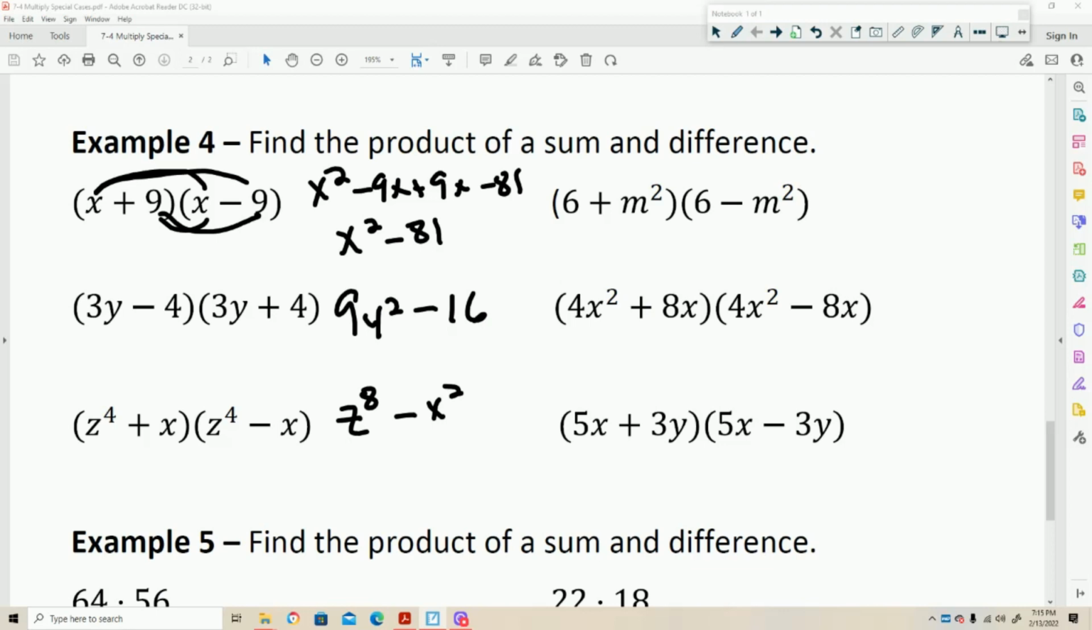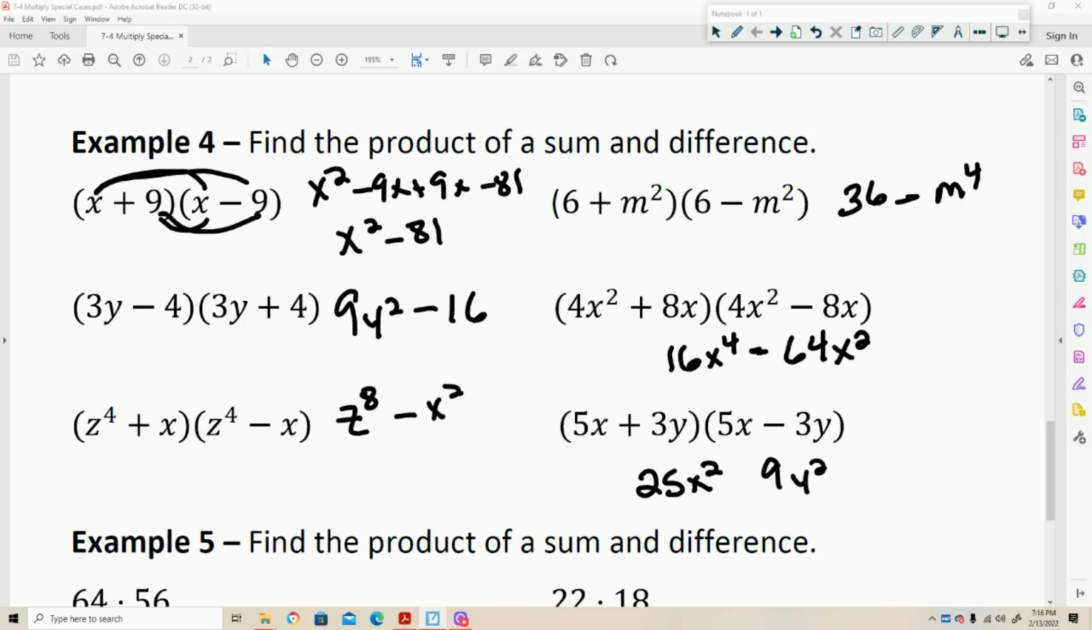Okay, next one, first term is 6, we're going to square that, 36. Square the last term, m^4, put a minus sign between it. Here, square the first term, 16x^4. Square the last term, 64x squared, and a minus sign between them. Last one, these went quick. Square the first term, 25x squared. Last term, 9y squared, minus sign between it. And that is it for example 4.